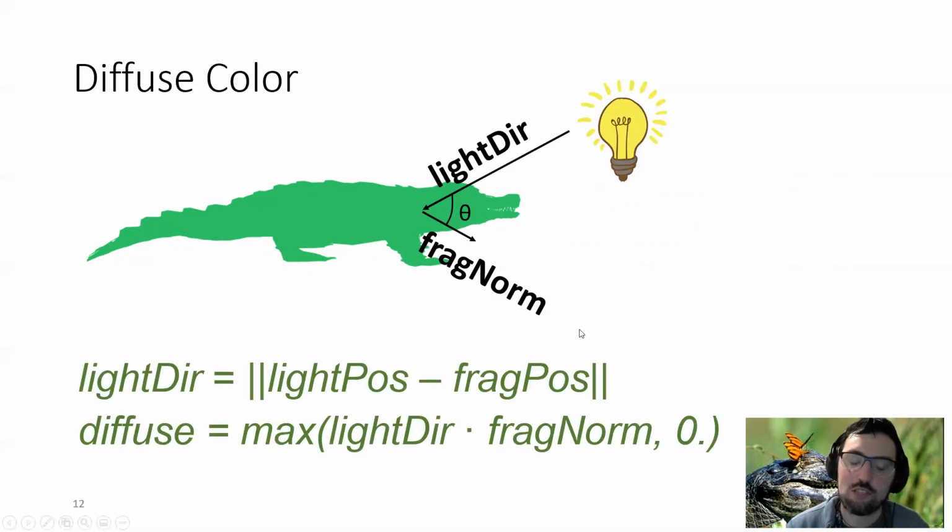Specifically, what this looks like is we calculate the light direction by taking the normalization of the light position minus the fragment position, and then we compute the color by taking the max of the dot product, or the angle between light direction and fragment normal, and then maxing that with 0. The reason we max with 0 is to ignore things that are facing away and make sure that those come out completely dark.